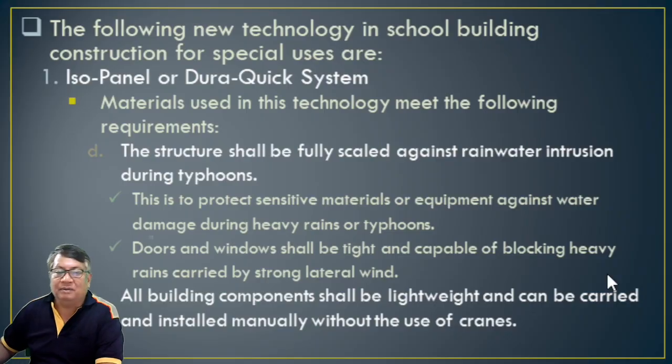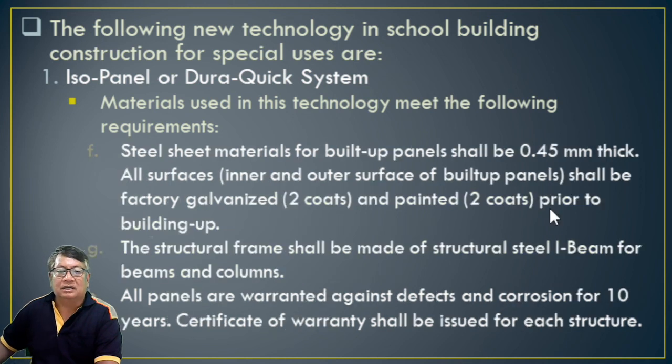Okay, the structure shall be fully sealed against water, rainwater intrusion during typhoon. Okay, all building components shall be lightweight and can be carried and installed manually without the use of cranes. Steel sheet materials for built-up panels shall be 0.45 mm thick. Okay, the structural frame shall be made of structural steel, I-beams for beams and columns. All panels are warranted against defects and corrosion for 10 years. Certificate of warranty shall be issued for its structure.